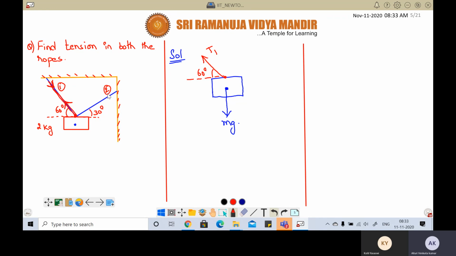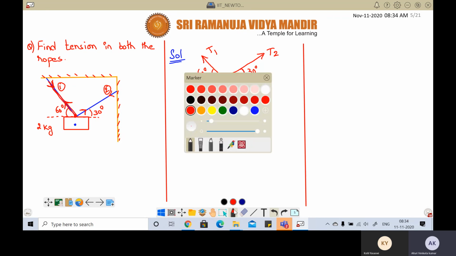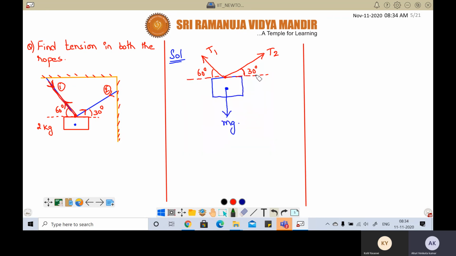Now string 2 is also pulling, so the direction of force will be like this. This is T2. This angle is how much? 30 degrees. Now, are these forces vertical and horizontal? No, T1 and T2 are inclined, so we should resolve them.